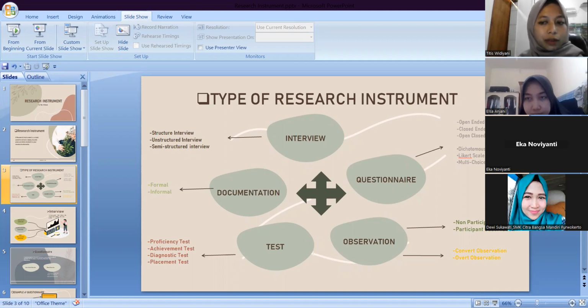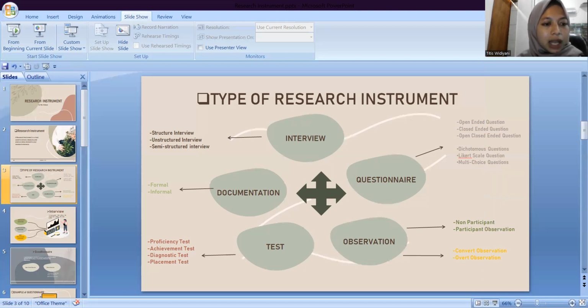The third is observation, divided into 2 aspects. The first is non-participant or participant observation. And the second is covert observation or overt observation. The next is test. Test is divided into 4: proficiency test, achievement test, diagnostic test, and placement test. And the last is documentation. There are informal and formal documentation.